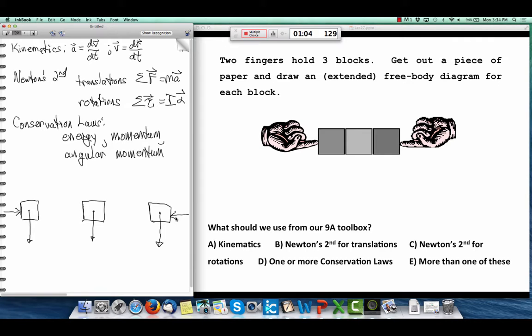Let's put Newton's third law. Let's put these as Newton's laws. I don't know why I didn't do that. Newton's laws for translation, Newton's laws for rotation. So, last chance, get some sort of an answer in.